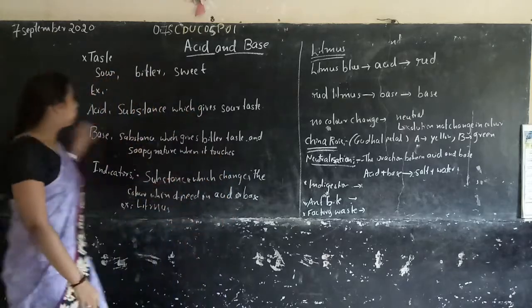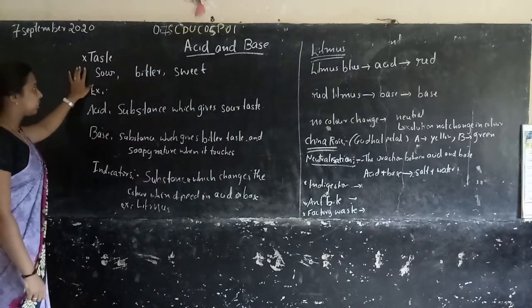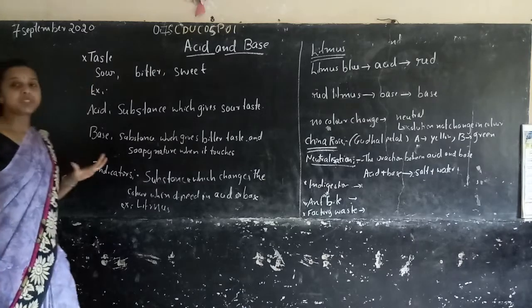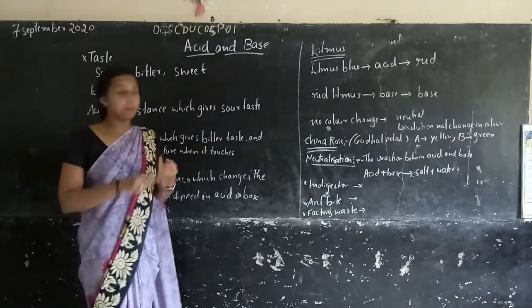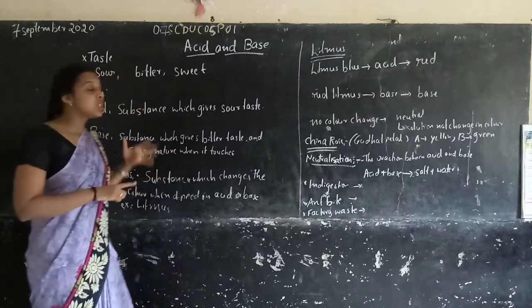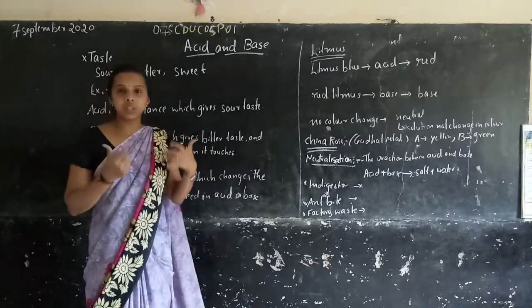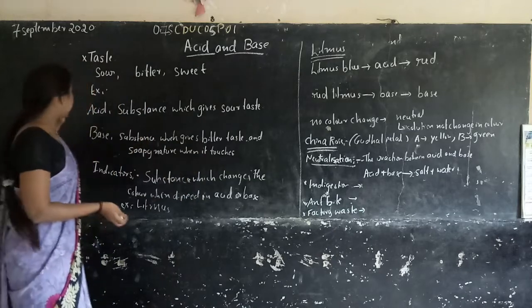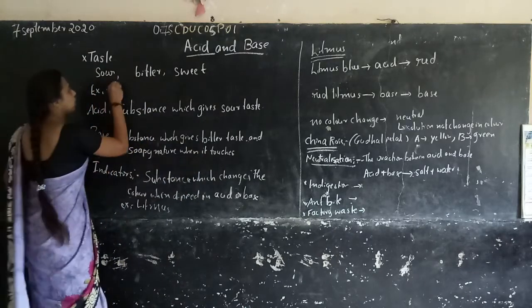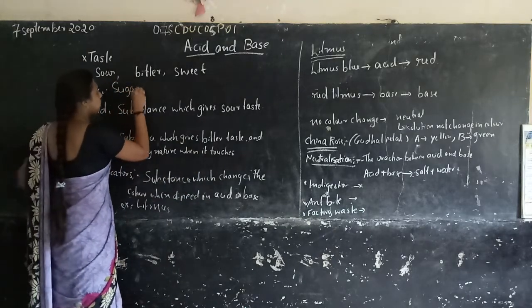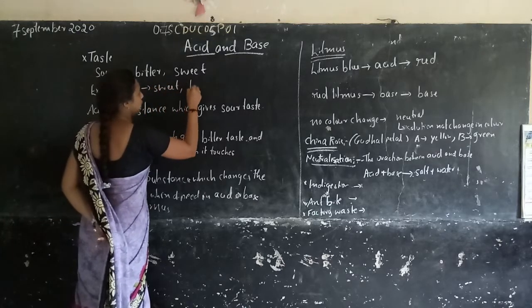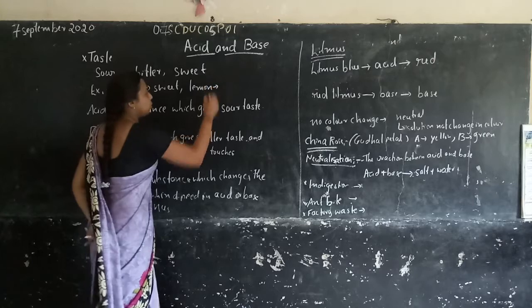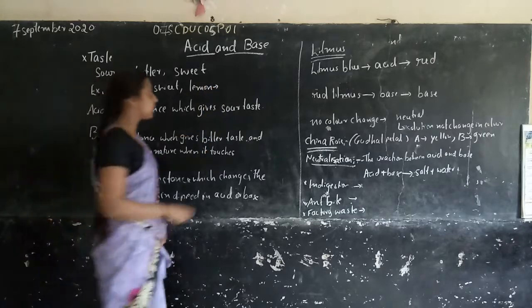The first is taste. What are the different types of taste? Sweet, bitter and sour, right? For example, sugar tastes sweet. What about lemon? What is the taste of lemon?